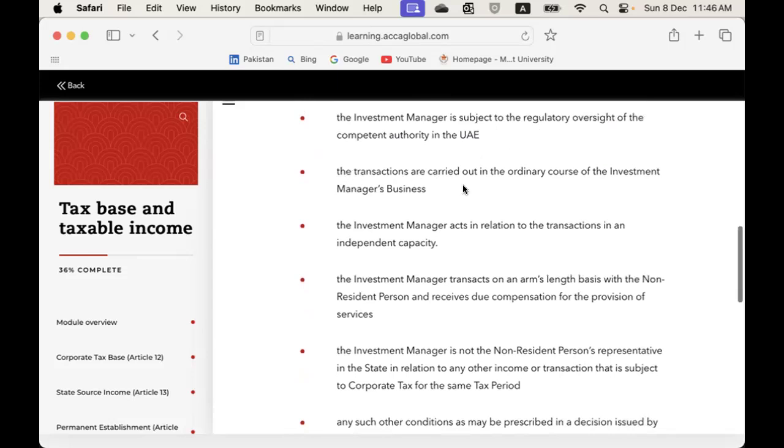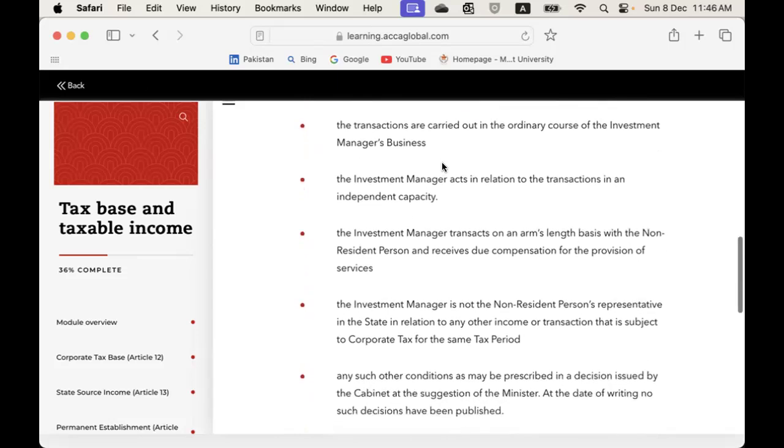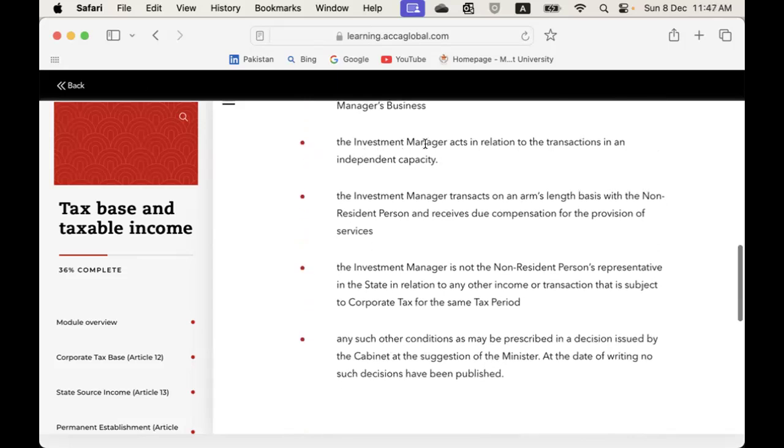Next point, transactions are carried out in the ordinary course of investment management business. Fine. It should not be an extraordinary transaction. The investment manager acts in relation to the transactions in an independent capacity. We saw what the guideline of the OECD was in terms of independent capacity.